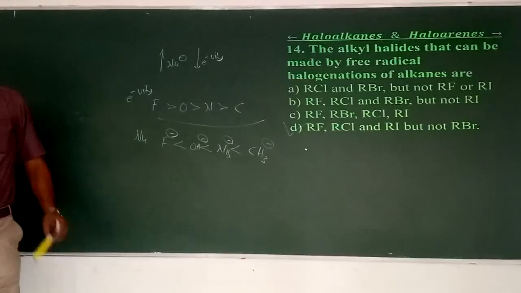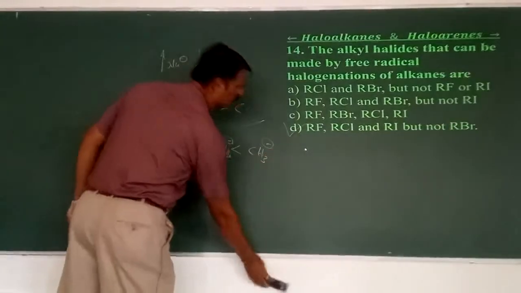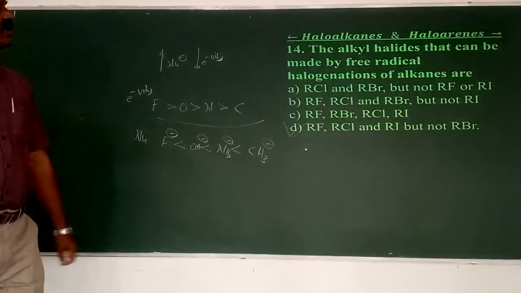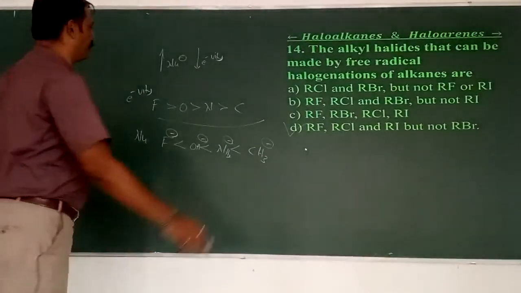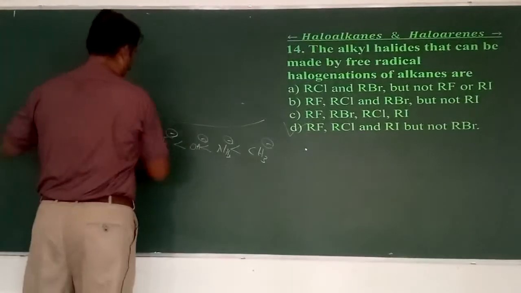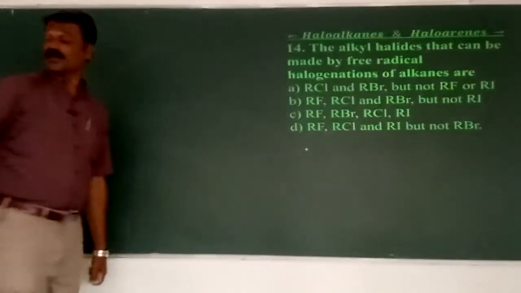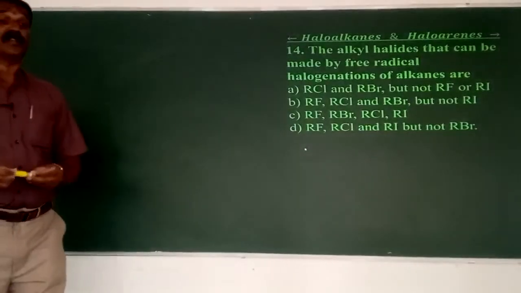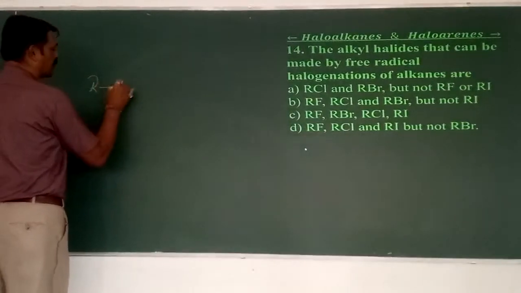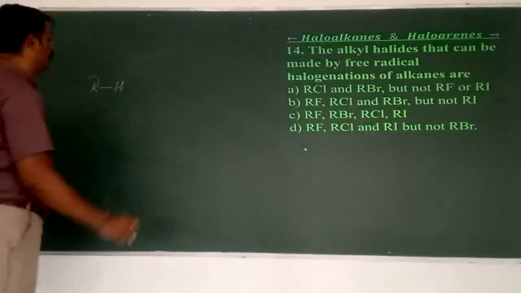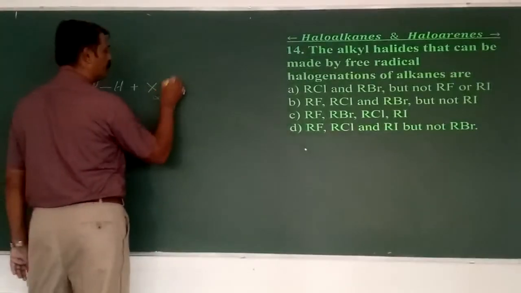Let's have the 14 now. The alkyl halides that can be made by free radical halogenation of alkanes. Free radical halogenation: I think you have studied in detail the mechanism, that is chain initiation, chain propagation, and finally the chain termination step. RH, for example. What's that? RH is made to react with, for example, halogens.